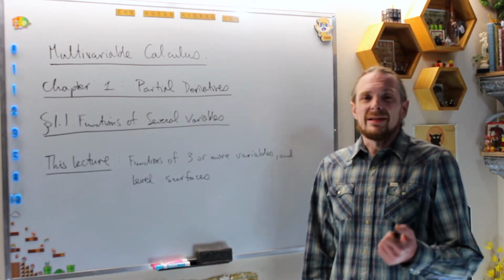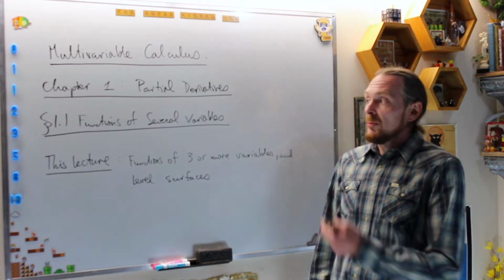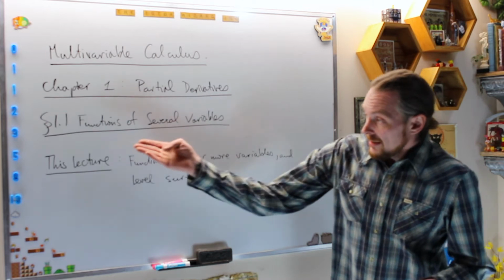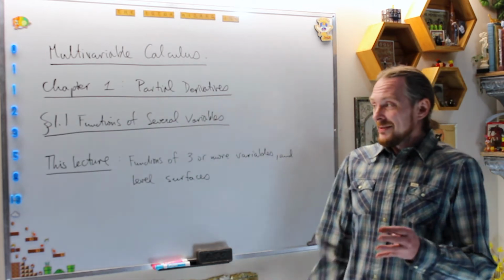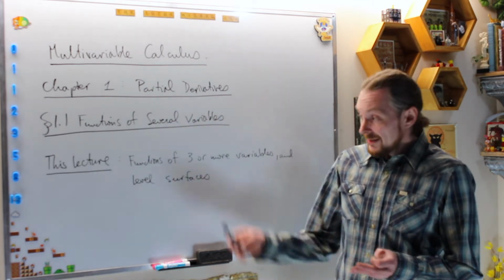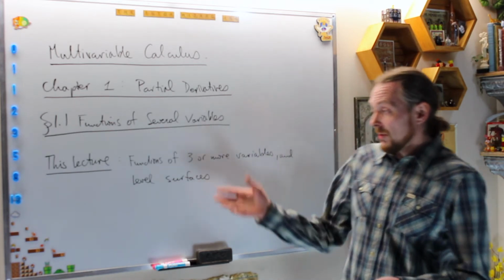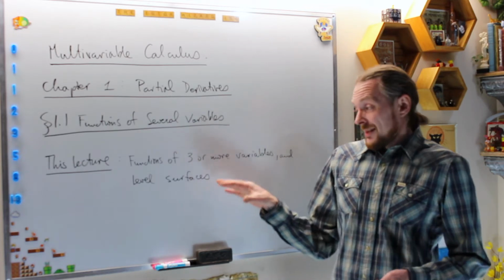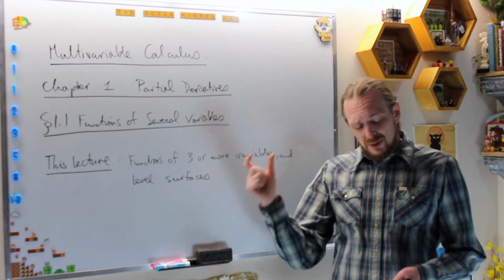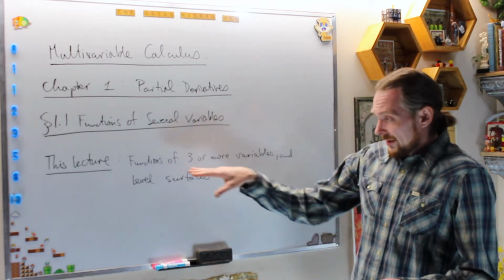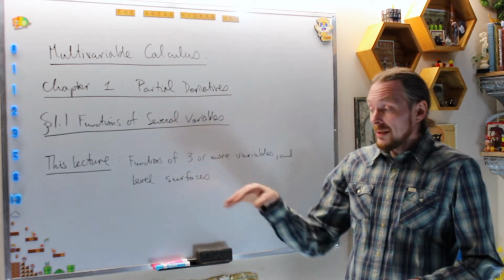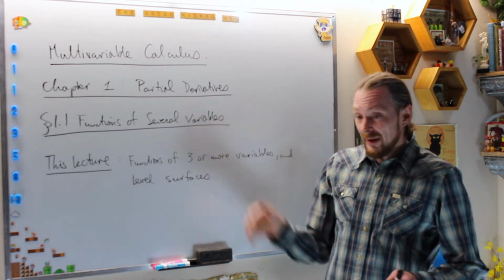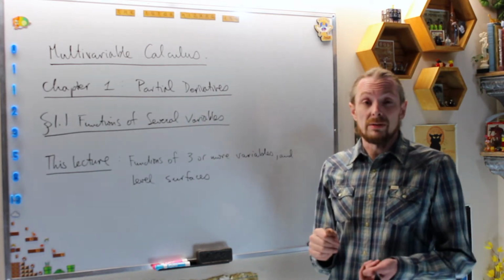What we're doing today is video 4 in Multivariable Calculus, Chapter 1, Partial Derivatives. Section 1.1 is functions of several variables, and in this lecture we're going to discuss functions of 3 or more variables, and then discuss level surfaces, similar to functions of 2 variables and level curves. We're now going to discuss functions of 3 variables and level surfaces to get an idea of what the graphs of a function of 3 variables would look like in 4 dimensions.